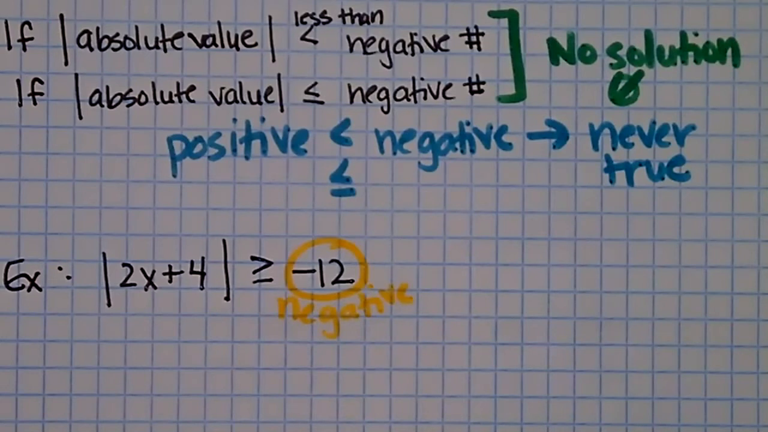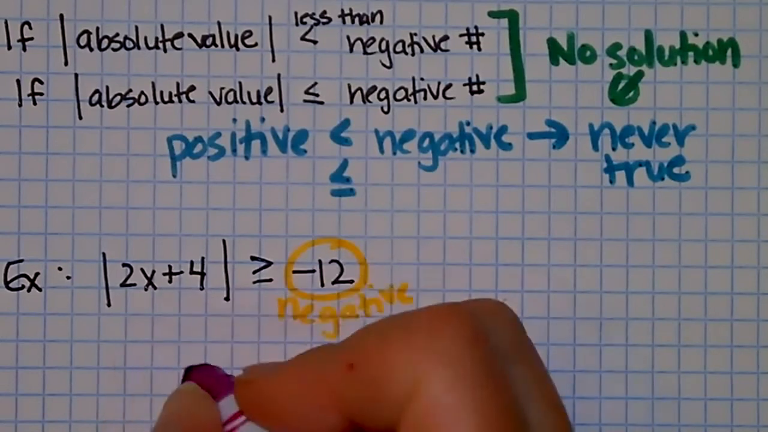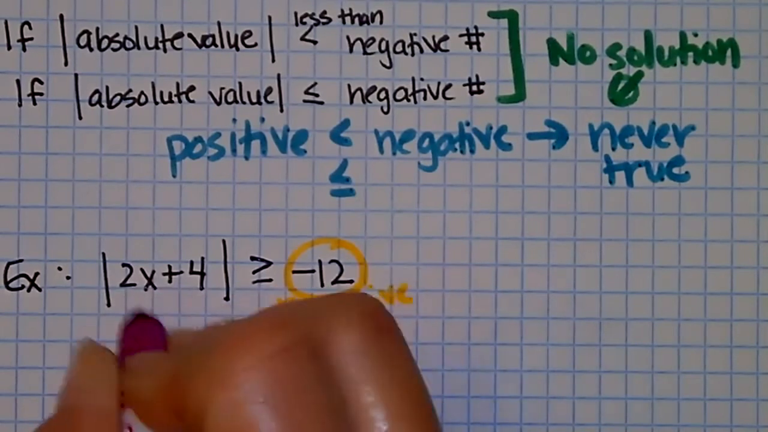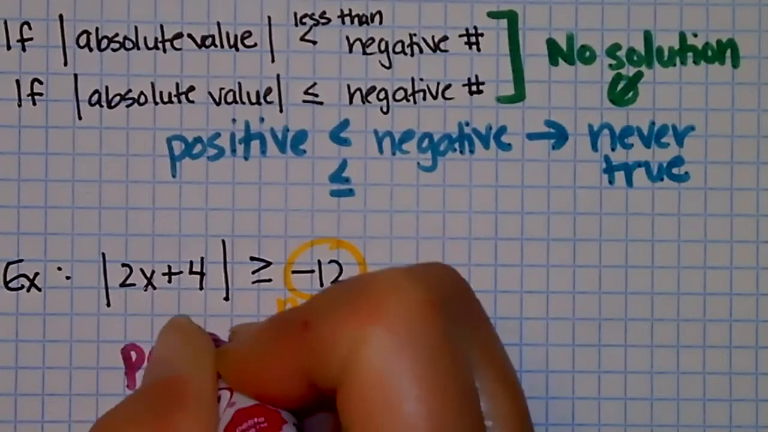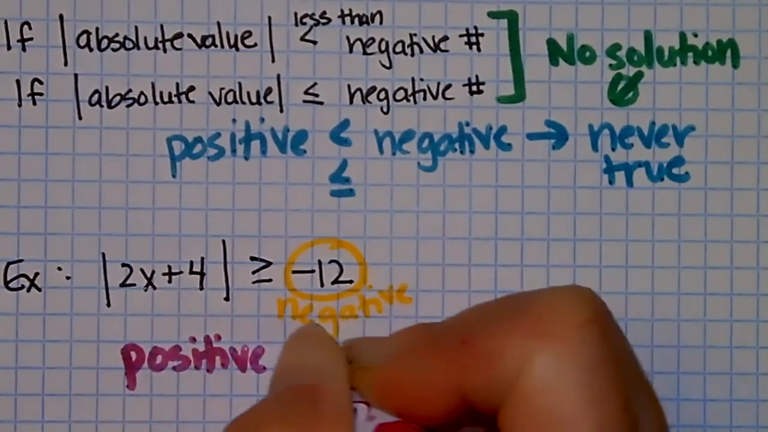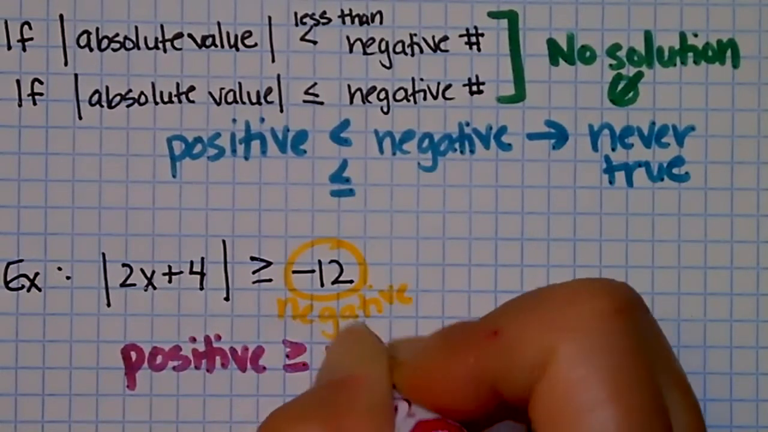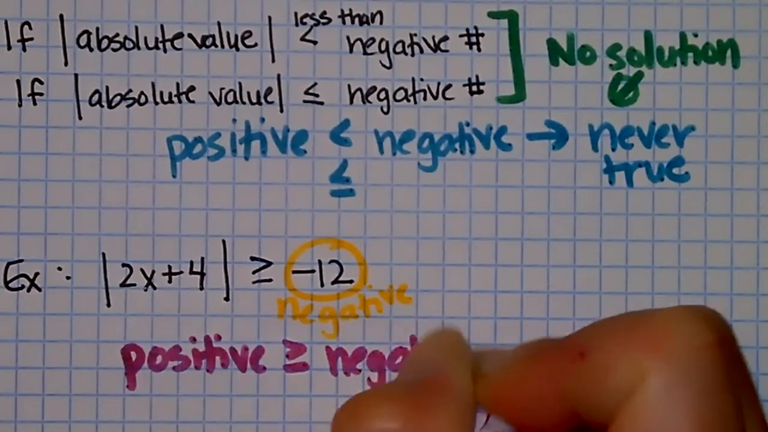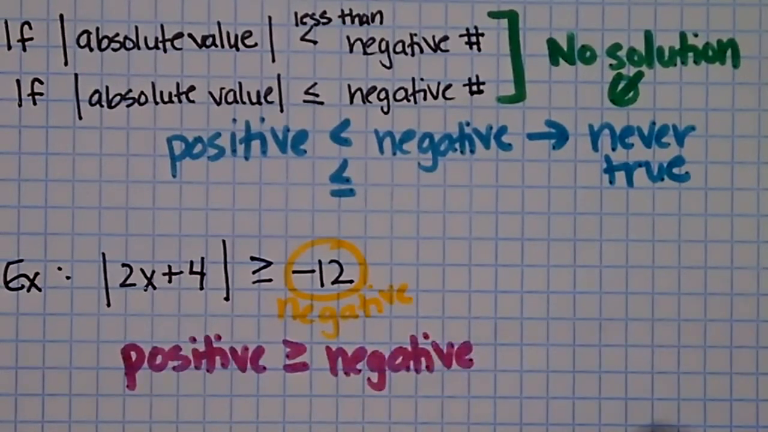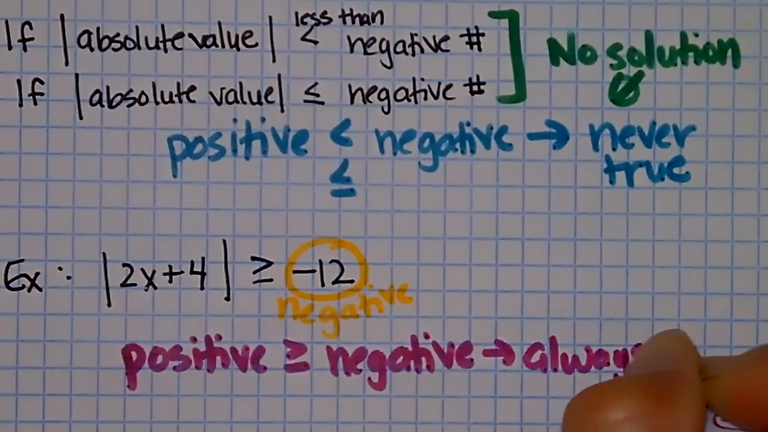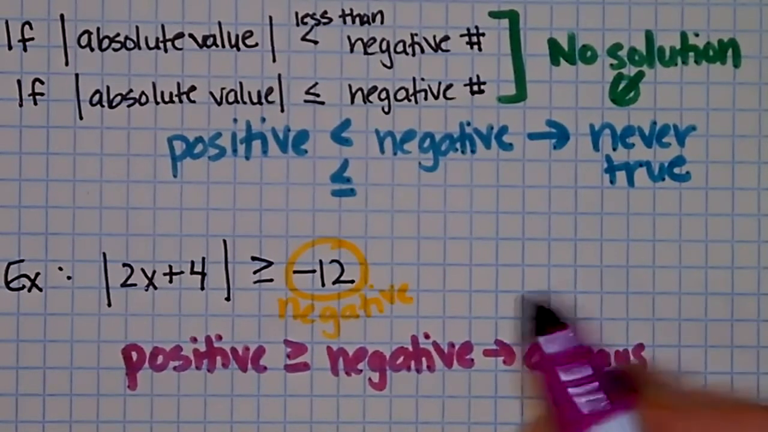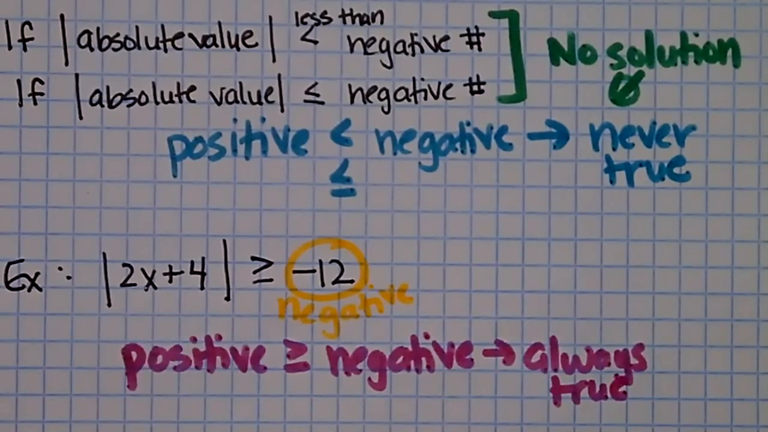And again, let me just say what this is saying here. Because no matter what I do, when I take the absolute value, I'm always going to get a positive. Is a positive greater than or equal to a negative? And again, that is always true. So when I see this problem, I know my answer.